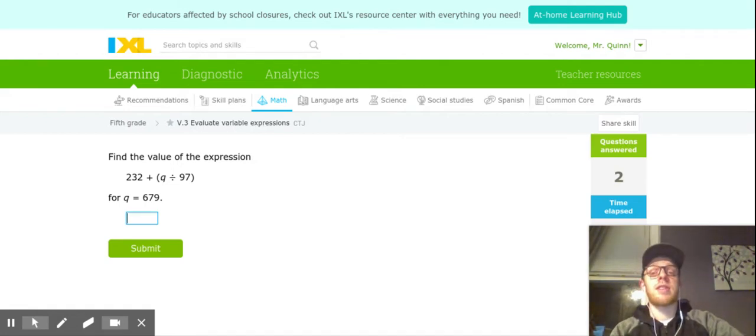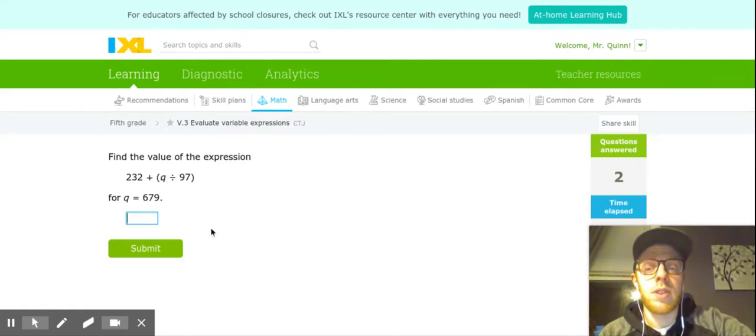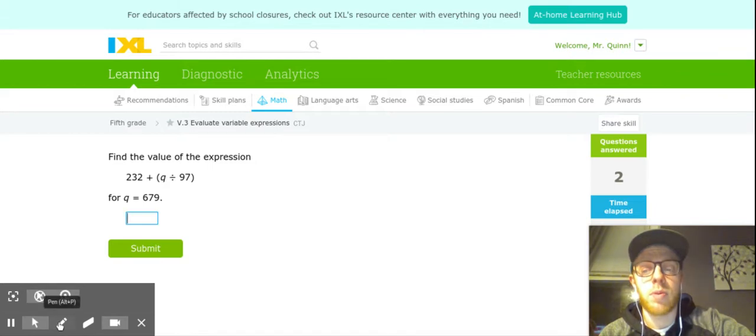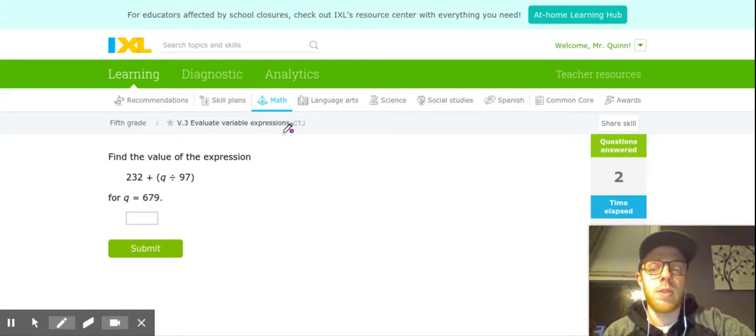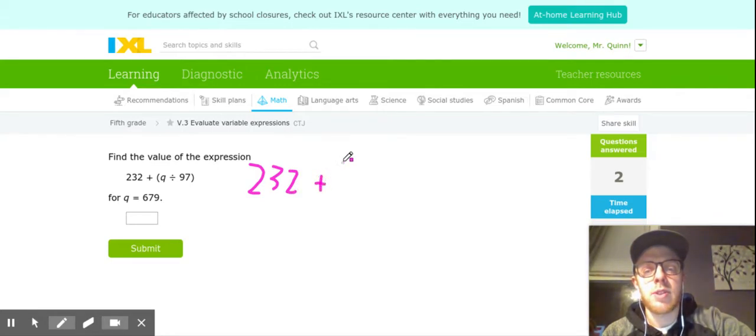All right, obviously it's gotten a little bit larger. So at this point, it's not just a basic 4 times 4, so you're probably going to need to write something down. In this case, I'm going to start by rewriting the expression, except I'm going to include the value for Q. So I have 232 plus, and then I have some parentheses here, 679 is what Q represents.